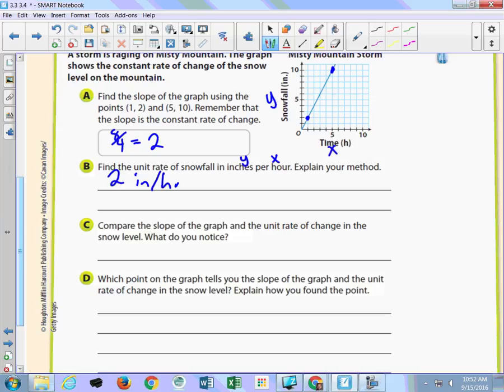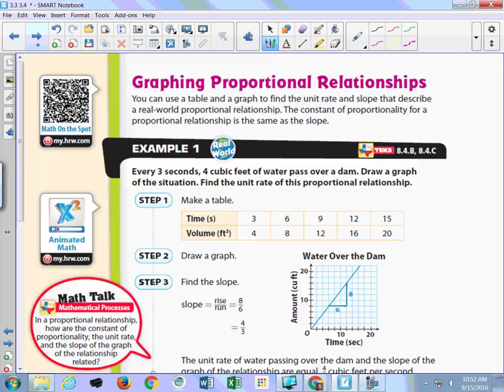All right, now it says compare the slope of the graph. Sorry about that. Compare the slope of the graph and the unit rate of change in the snow level. What do you notice? Well, what is the slope? It's 2. What is the unit rate of change? It's 2. So if you were to compare those, you would say they are the same. Okay, the same.